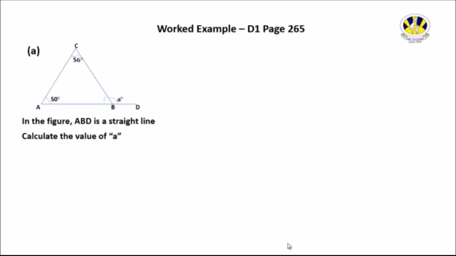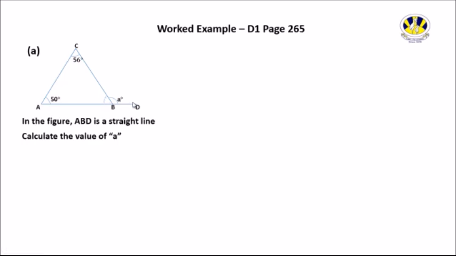We will first look at the worked example in your textbook, page number 265. In the figure, ABD is a straight line. Calculate the value of A. Do you know why they have mentioned that ABD is a straight line? If ABD is not a straight line, then CBD cannot be considered as an exterior angle of the triangle. So it is important to mention either ABD is a straight line or AB is produced to D.